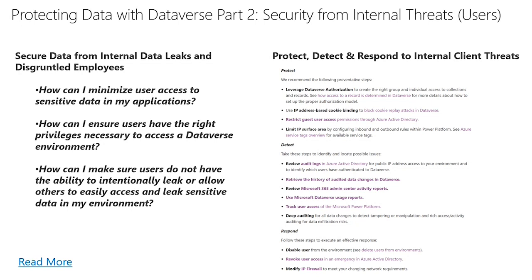And then lastly, how can I make sure our users don't have the ability to intentionally leak or allow others to easily access sensitive information? Data loss prevention policies are one way to do that. You can create DLP policies that act as guardrails to help prevent users from unintentionally exposing organizational data. So a lot of good information there. Again, I definitely recommend reading through those for more security information.